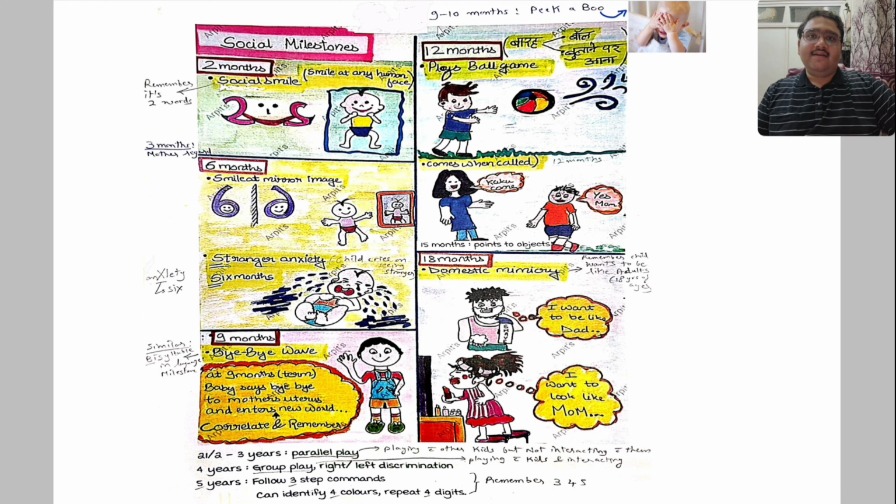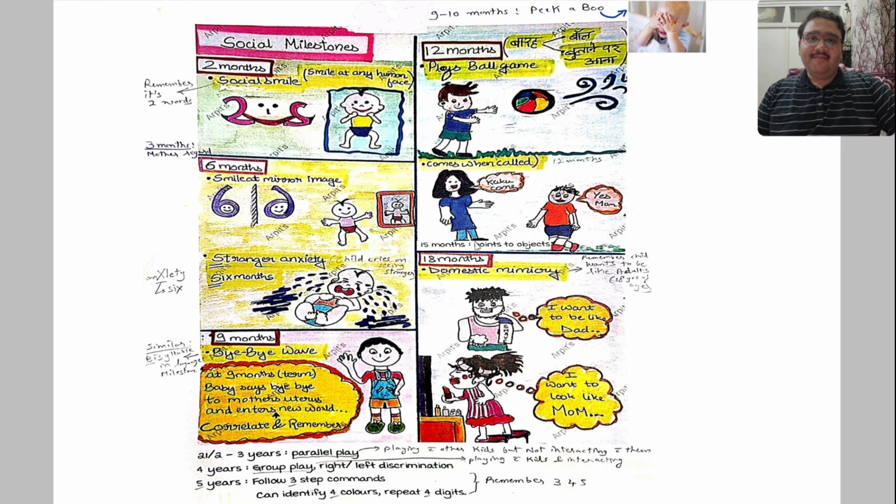Then at 9 to 10 months, baby can play peekaboo. Then at 12 months, baby plays a simple ball game and comes when called. Child can come when he is called. So you can remember 12, 12 means ball, B12's B means ball, and coming when called is 12.